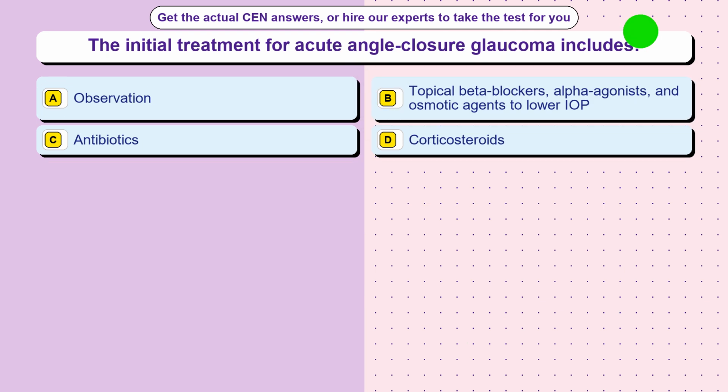Question 7. The initial treatment for acute angle closure glaucoma includes: Option A, observation. Option B, topical beta blockers, alpha agonists, and osmotic agents to lower IOP. Option C, antibiotics. Option D, corticosteroids.